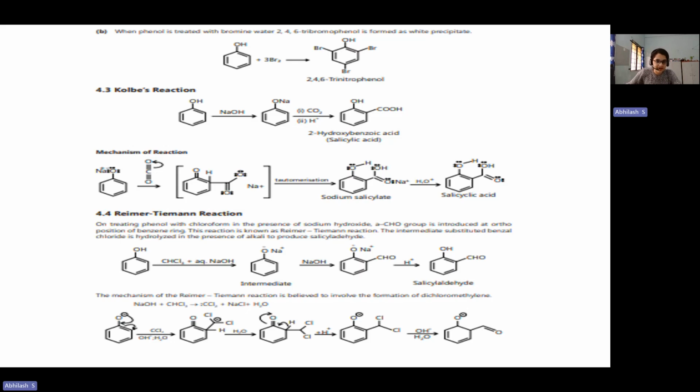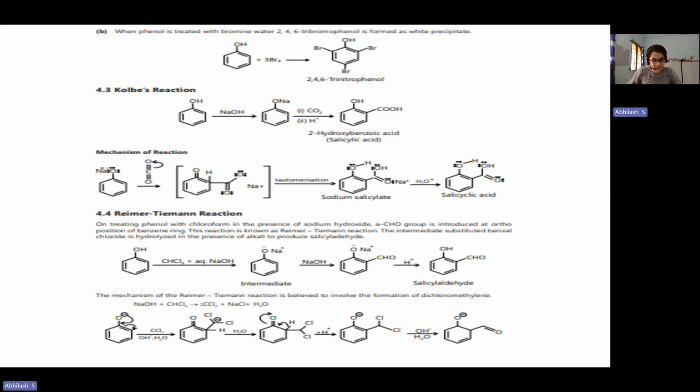Let's discuss the mechanism. Let's say this phenoxide ion reacts with chloroform. Here you can see one of the most important things, where NaOH reacts with CHCl3, which leads to the formation of the electrophile called dichlorocarbene. This is a previously asked question, you have to remember this: the intermediate for the Reimer-Tiemann reaction is dichlorocarbene, and NaCl and H2O are released as byproducts. When this dichlorocarbene reacts with the phenoxide ion, it leads to the formation of this structure.